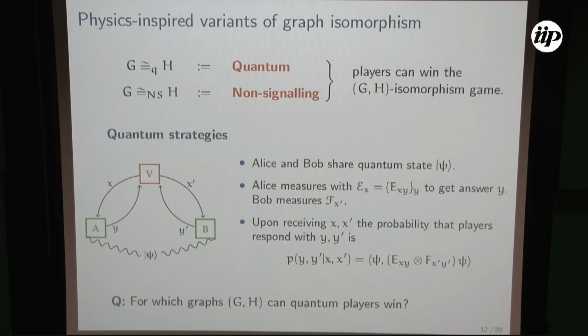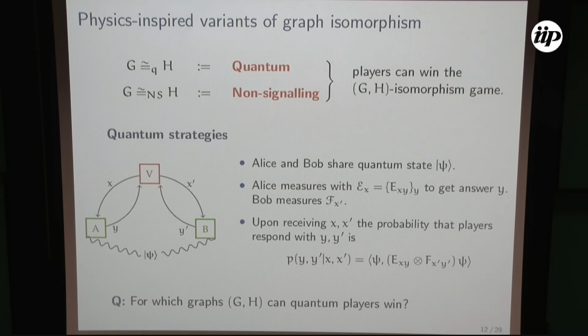Okay, and again, we know that these quantum strategies form a superset of classical strategies, so possibly more graphs become isomorphic with respect to this quantum isomorphism relation. And we would like to know for which pairs of graphs there exists this perfect quantum strategy.